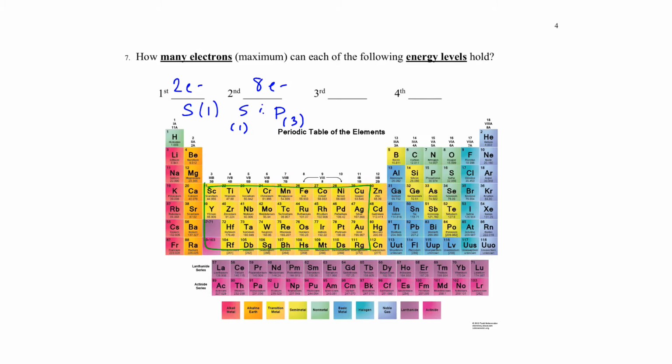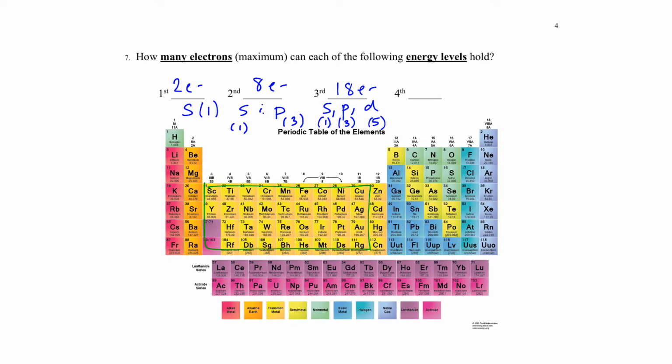Or think of it this way, every time you move down an energy level, you add a sublevel. So this one would have S, P, and D, meaning we would have 1 orbital from the S, 3 from the P again, 5 from D, so that would give us 9 total orbitals, which would be 18 total electrons.